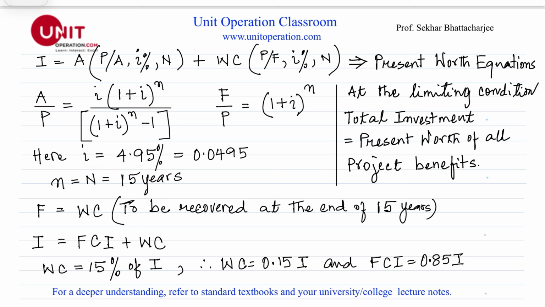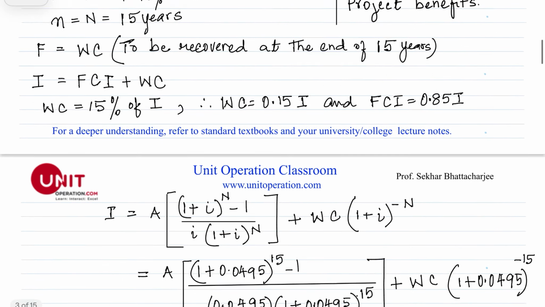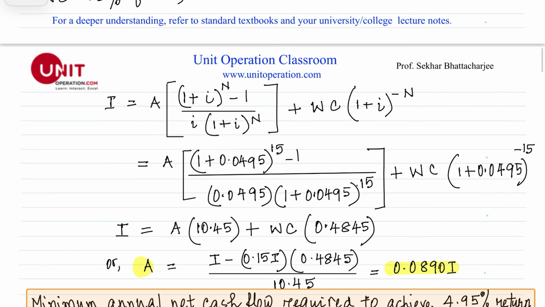i is equal to 4.95%. F is going to be equal to the working capital, as we have discussed, to be recovered at the end of 15 years. And I is equal to FCI plus WC. Working capital is 15% of I, and this is what is given in the problem. So if you do the calculation, you can see what return we should get every year. These values are all known, and this is the working capital value. So once we substitute, all these details are given in this particular website here.